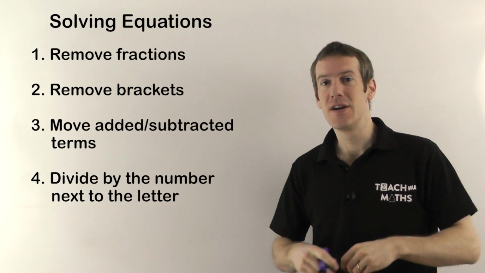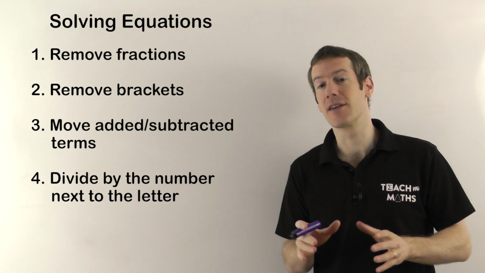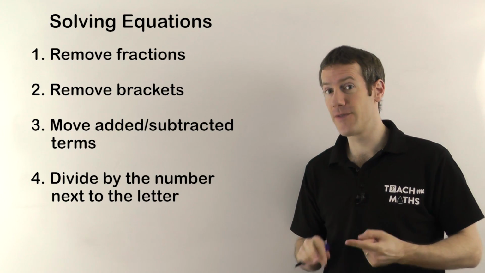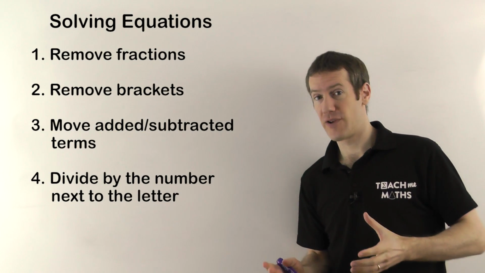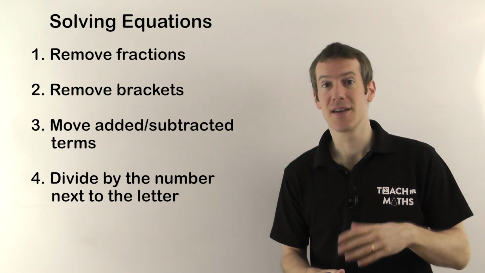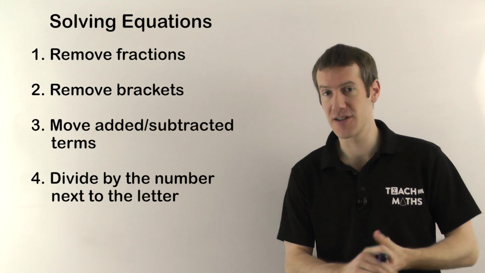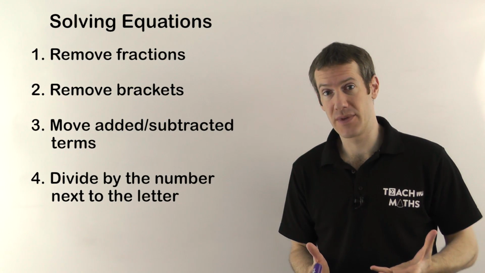So first of all, it's just the same as when you're solving equations. When you're transposing or rearranging equations to get one letter by itself, the first thing you need to do is remove fractions. The second thing you need to do is get rid of brackets. Then you move added or subtracted terms, that's letters to one side, numbers to the other side, and finally you divide by the number next to the letter.